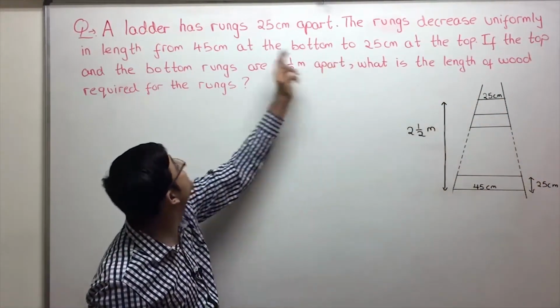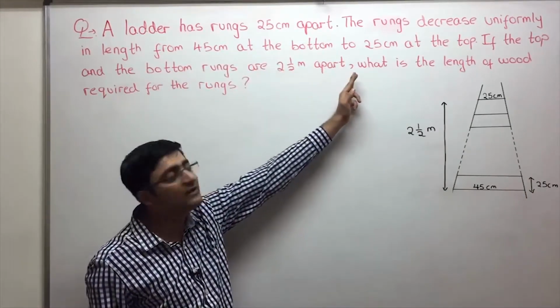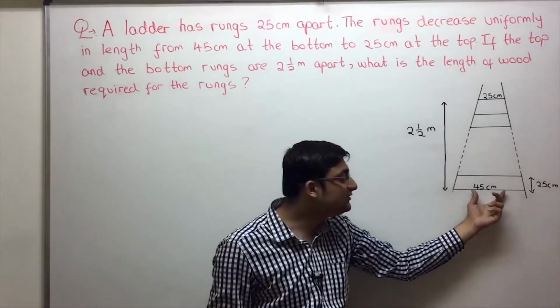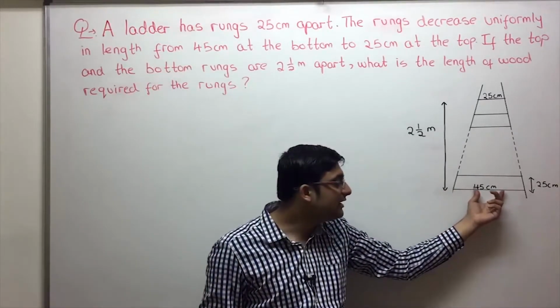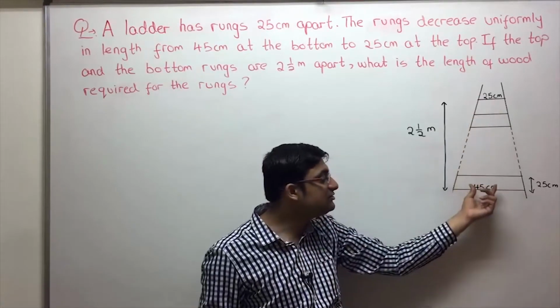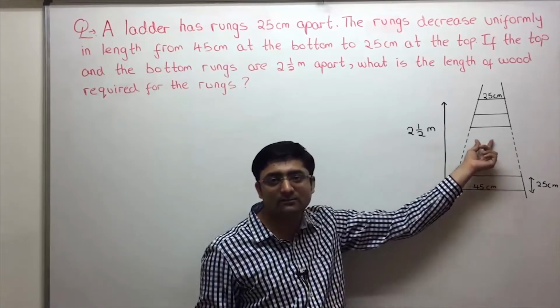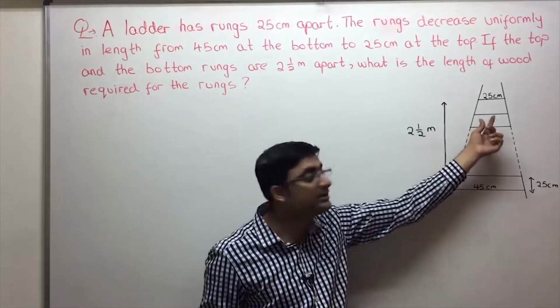Next, the rungs decrease uniformly in length from 45 centimeter at the bottom to 25 centimeter at the top. Here the length of the rung is 45 centimeter. It decreases uniformly and here it becomes 25 centimeter. Decreasing uniformly means if it decreases by 5 centimeter here, again by 5, again by 5, and so on. So it decreases uniformly, right?